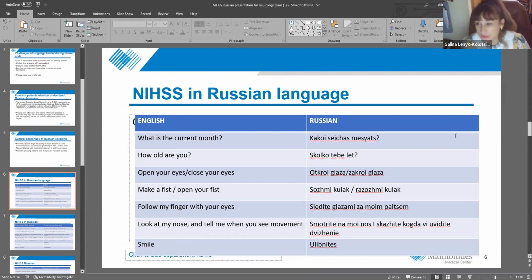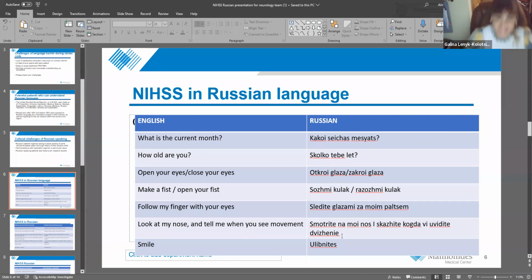How about Shruti? Oh my God, Galina, you gave me the hardest one. I know, Shruti, I love you a lot. Let's try. Смотрите на мой нос и скажите, когда вы увидите движение. Wow, I'm so sorry I butchered it. You did it. Shruti, thank you.